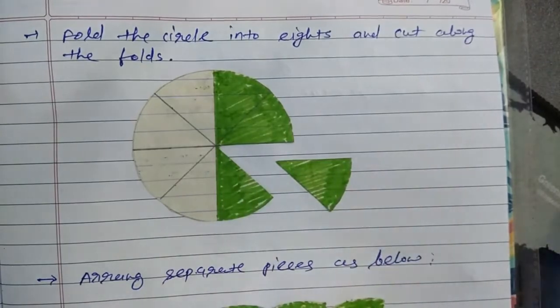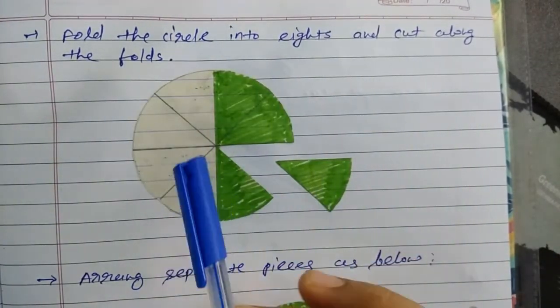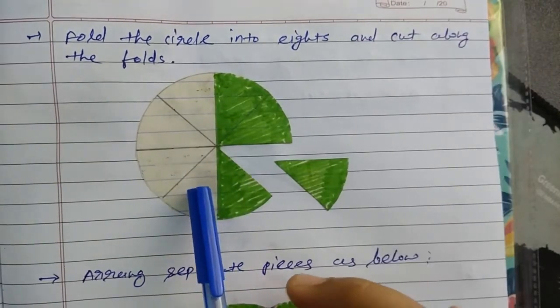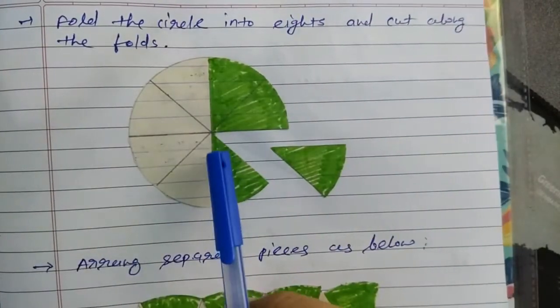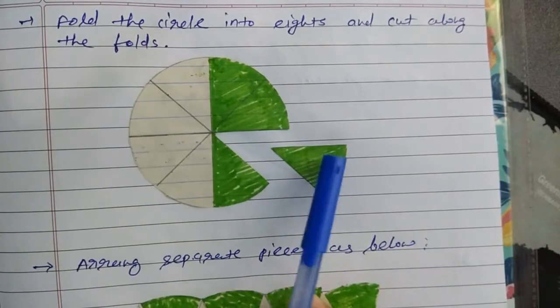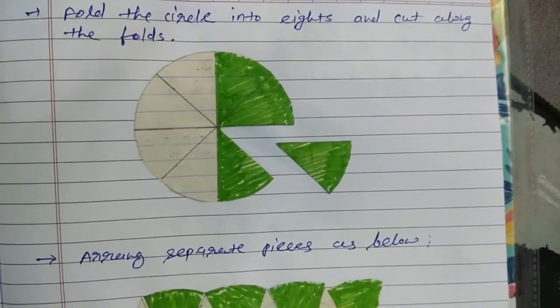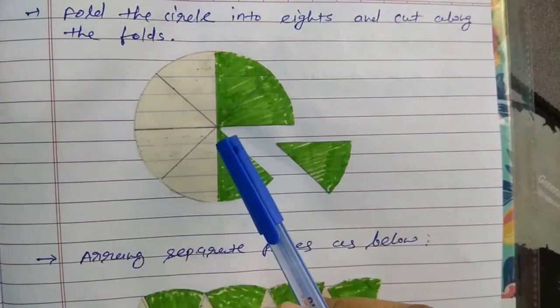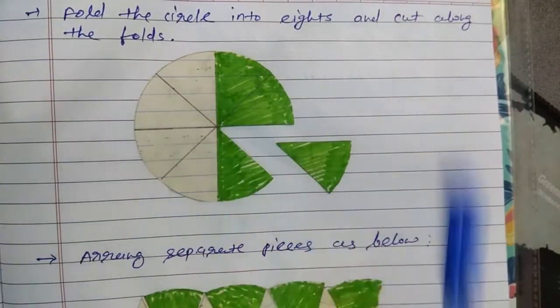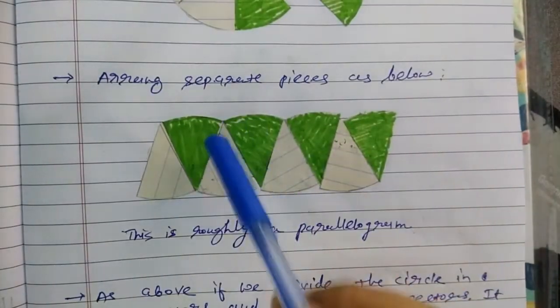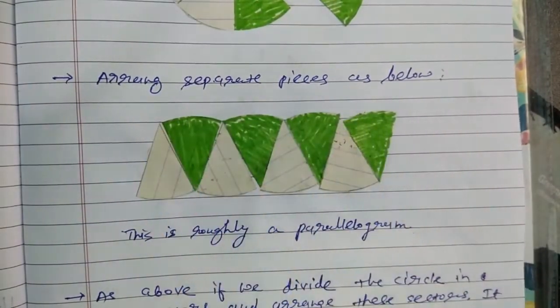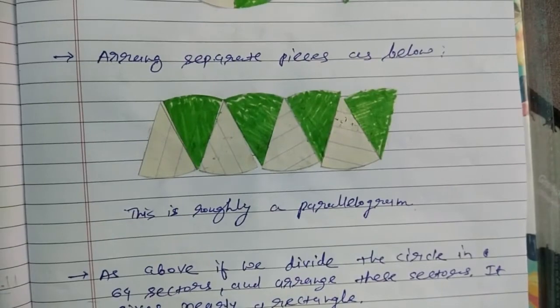Here we can see that this circle is divided into 8 equal parts, and each single part is called a sector, and we have to cut along this sector this way. Now arrange the separate pieces as below. When we cut all the 8 sectors and arrange them, we get a roughly parallelogram. Here we can see that it is a rough figure of a parallelogram.